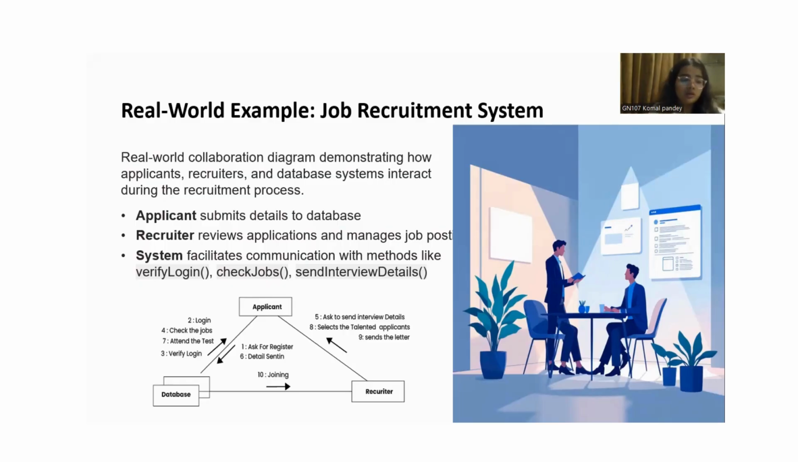The recruiter's duties in the recruitment process are that the person verifies login, checks job positions, and selects talented applicants. The recruiter sends interview details and joining letters, and works with the database to retrieve or update information. Thirdly, the database stores all applicant and job-related information, sends job details to the recruiter, and receives applicant information. The collaboration diagram here shows these interactions in order: who talks to whom and when. This helps us clearly understand the flow of information and the relationships between objects.